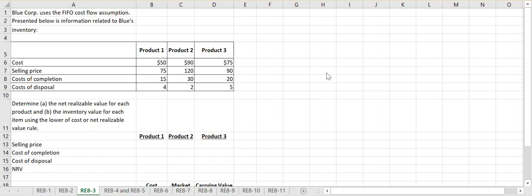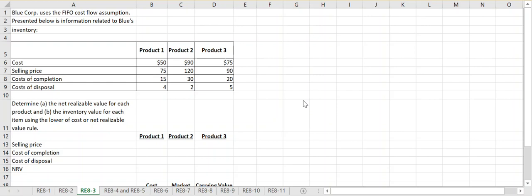In this example video, we're going to look at review exercise 8.3, and this is using the FIFO cost flow assumption, and therefore we need to apply the lower of cost or net realizable value rule to each one of our products. So they give us some information about our products. We have our cost, our selling price, the cost of completion, and the cost of disposal. And they want us to determine the net realizable value for each product and then decide how should our inventory be valued for each product that we have.